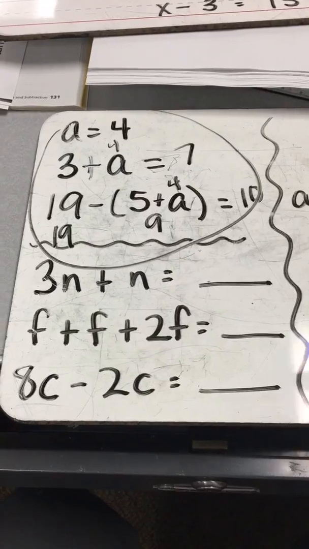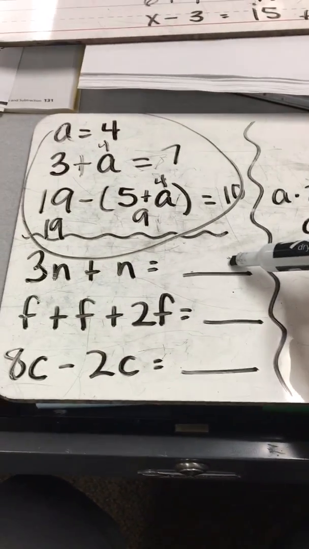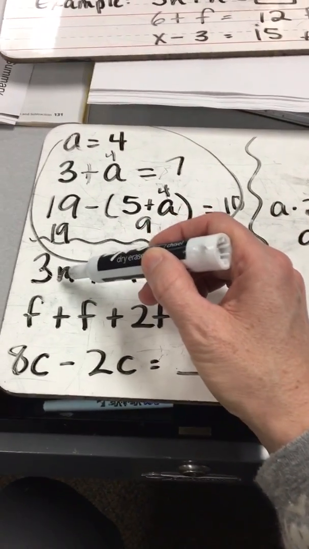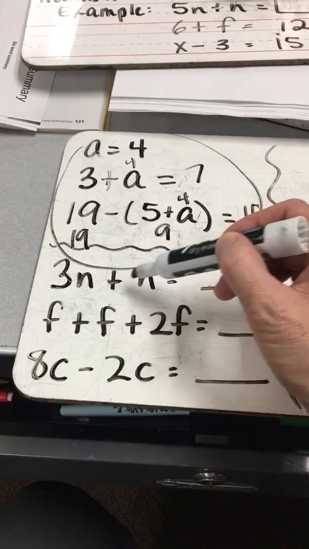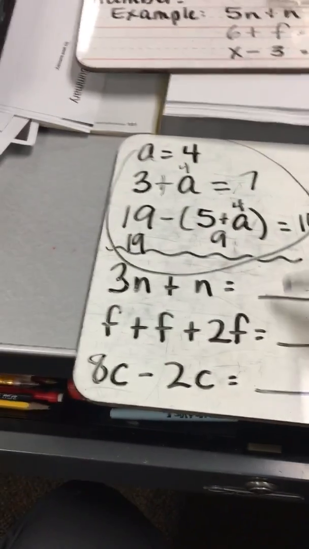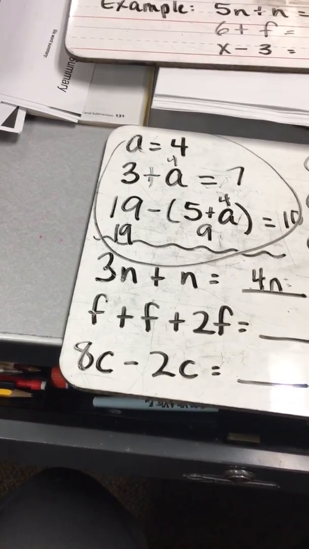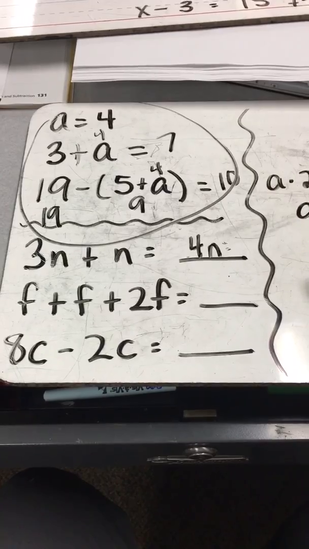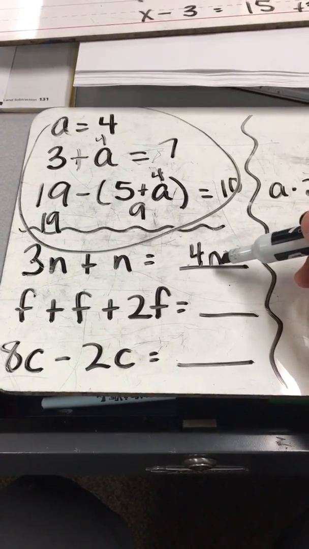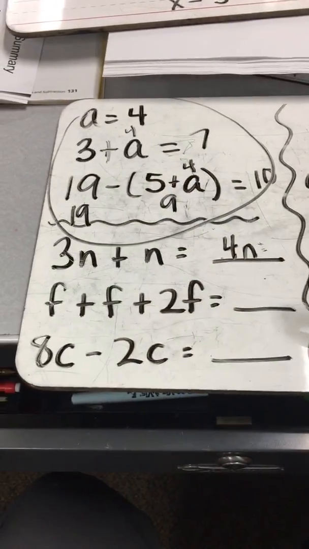But sometimes you don't. You might have something where they want you to find a solution to 3n plus n. Well, think of n like noodles. So 3 noodles plus another noodle is 4 noodles, so we're going to have 4n. The n does stand for some unknown number, but we can combine what we know so far.